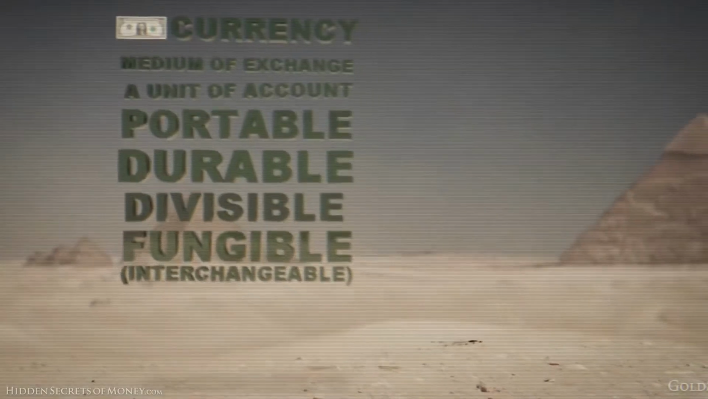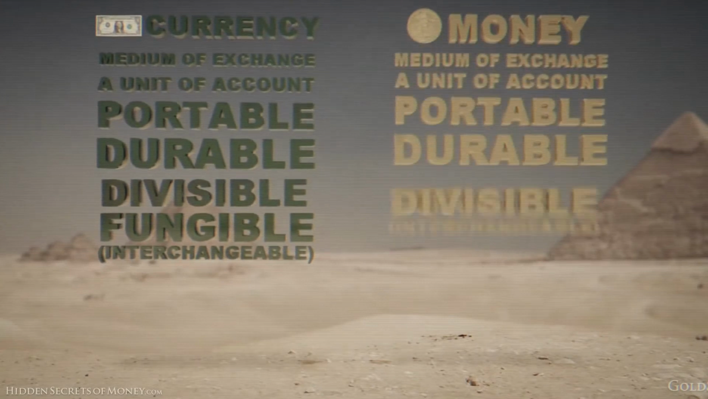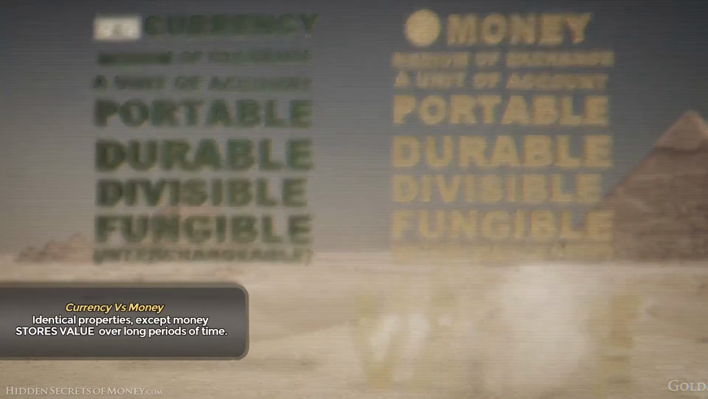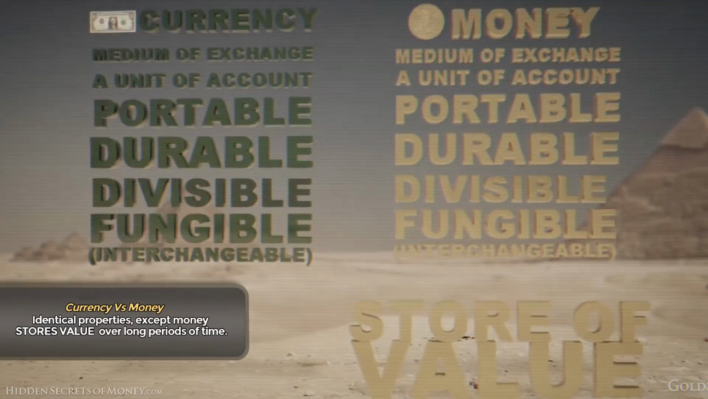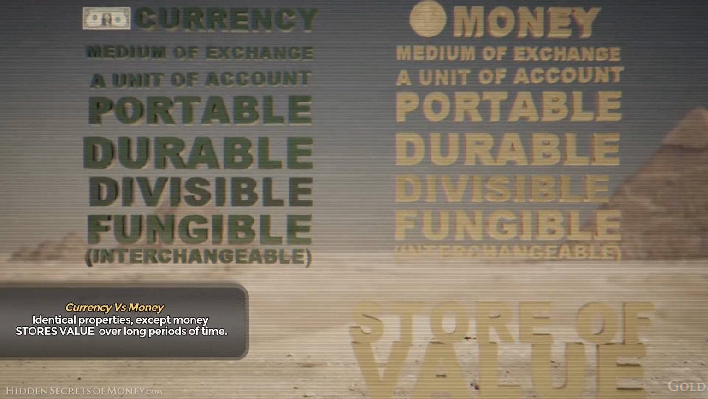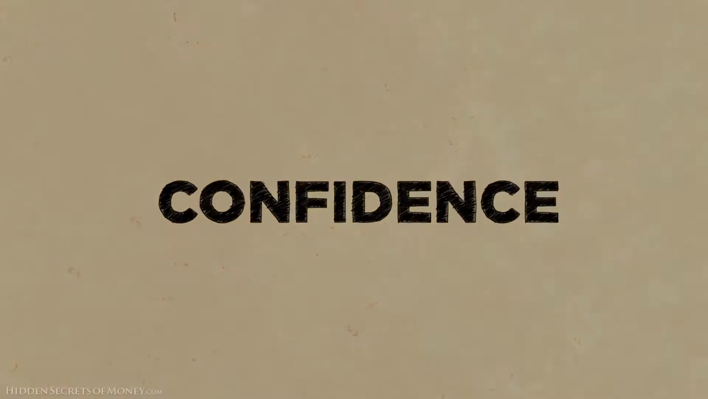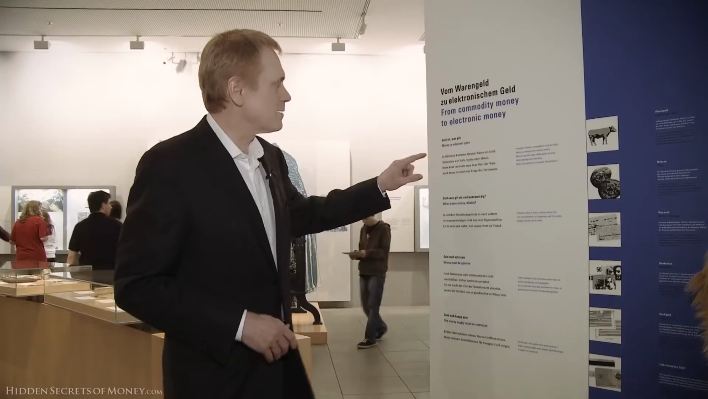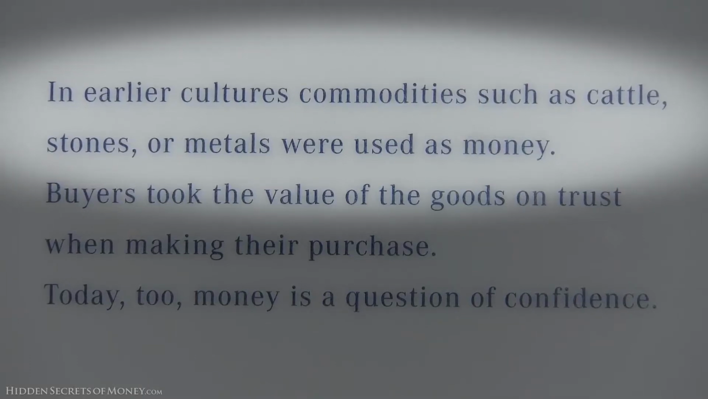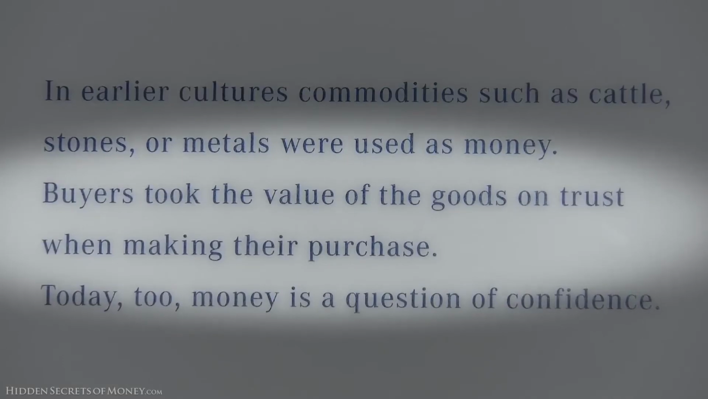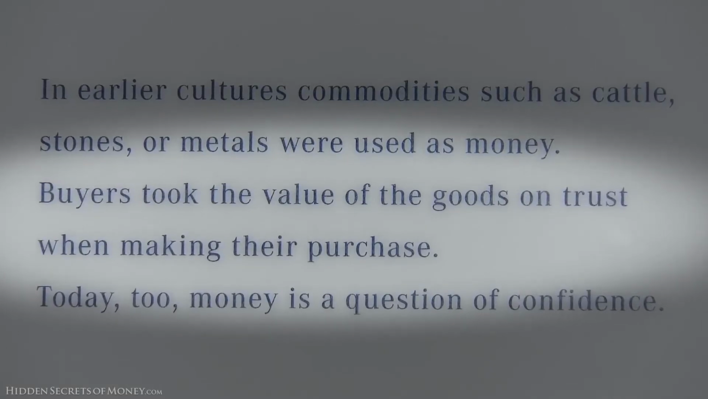In episode 1, we learned that real money has to fulfill certain properties in order to function. But 2,600 years after its emergence, people still confuse money with currency, even the so-called experts. So they've got here some of the things about what money is. The first example here is money is whatever goes. So, in earlier cultures, commodities such as cattle, stones, or metals were used as money. Buyers took the value of the goods on trust when making their purchase. Today, too, money is a question of confidence.